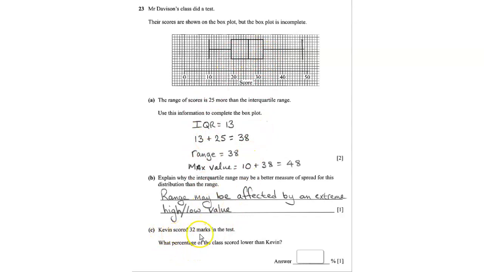Kevin scored 32 marks in the test. What percentage of the class scored lower than Kevin? The way you look at it is, from this whisker here, that's 25% of the data. The first part of this box is another 25% of the data, and the second box is another 25%. The end bit is another 25%, but Kevin was 32, so it's this point here. You can see that it's 25, 25, and 25, which is 75% of the class scored lower than Kevin.